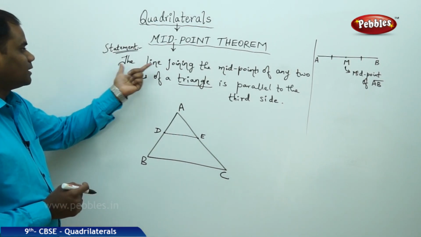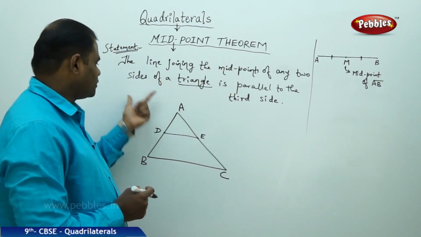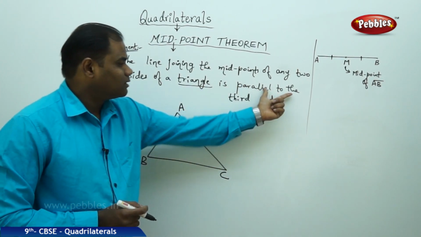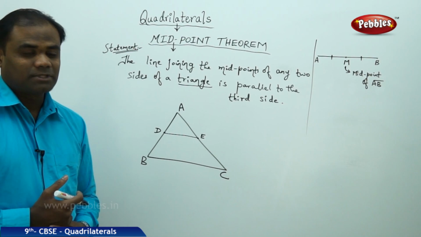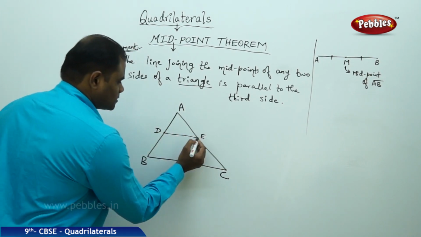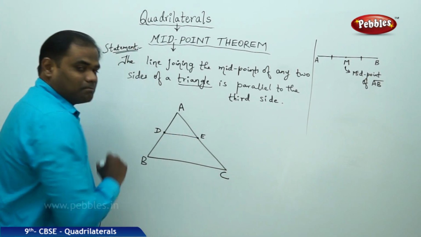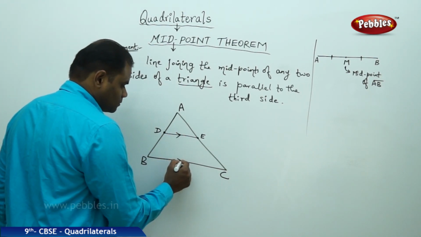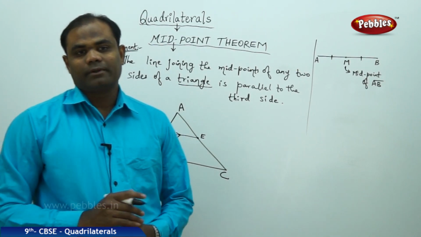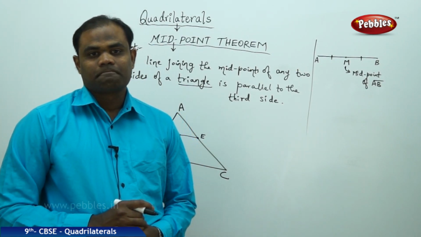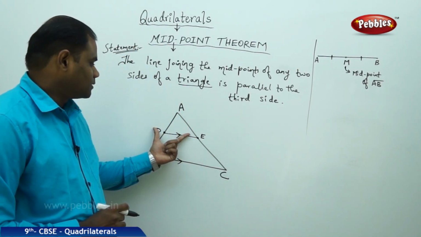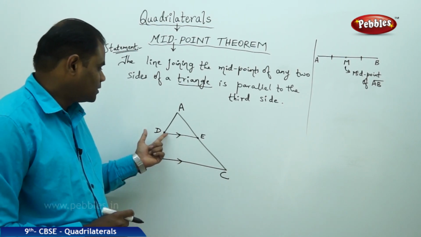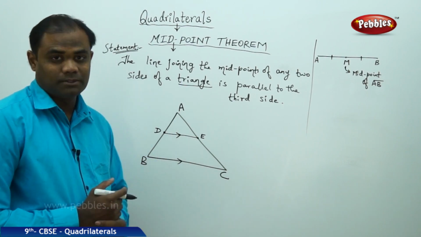Now it says that the line which joins the midpoints of any two sides of a triangle, in this case being DE, is parallel to the third side. Midpoint theorem says such a line which exists connecting the two midpoints must be parallel to the third side. Is how we understand the midpoint theorem. So midpoint theorem connected with two midpoint lines are parallel to the third side. So here DE is parallel to BC.